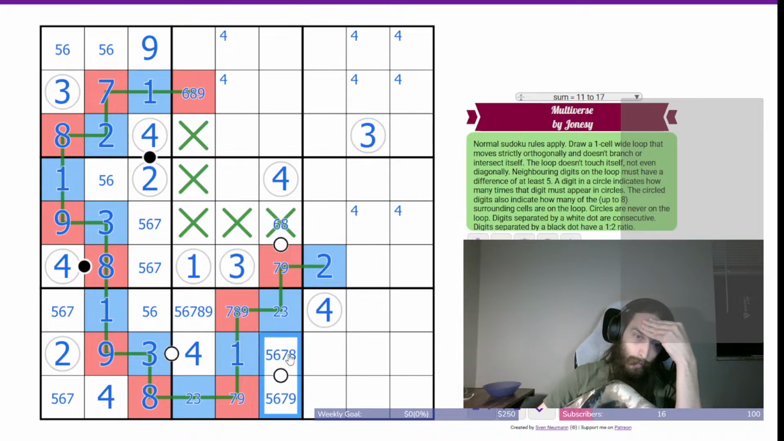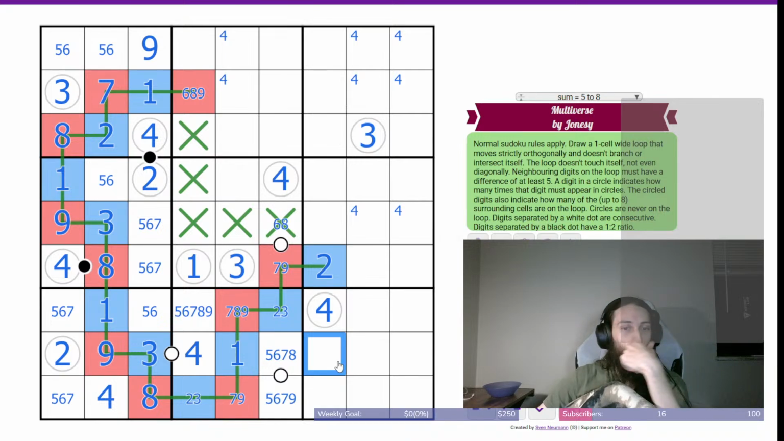Well, this cannot be 7, 8, because that would make that 6, 9, which doesn't work. So it's 5, 6, 6, 7, or 8, 9. This could be 7, 8, and make that 5, 6.